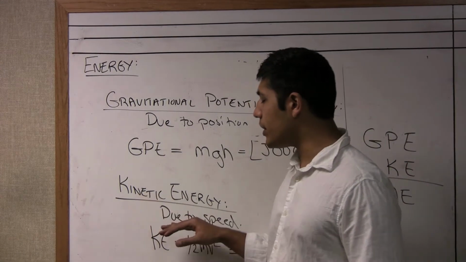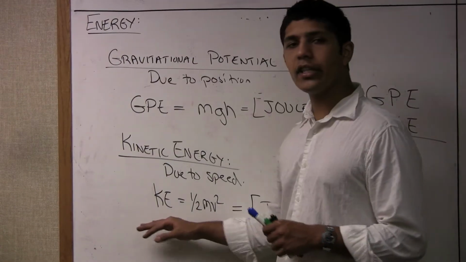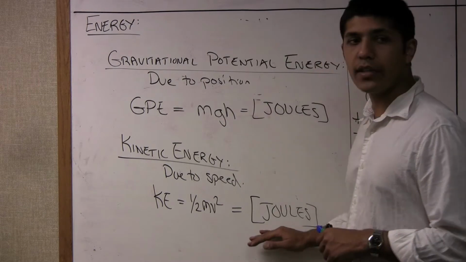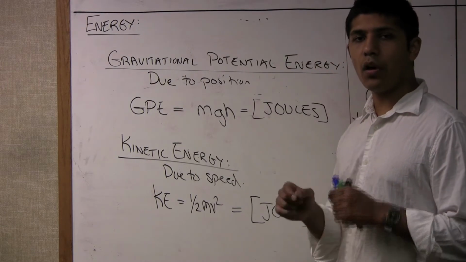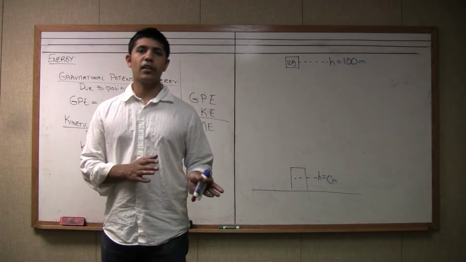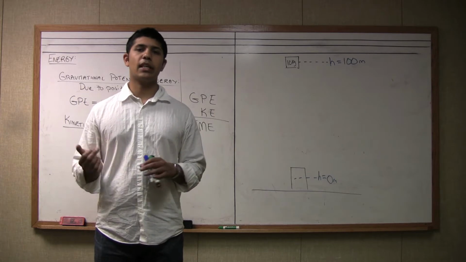Kinetic energy is energy due to speed. The equation for kinetic energy is 1/2 mv squared. Again, we get an answer in joules. So all of energy is measured in joules. And so this tells us that energy can convert back and forth easily from gravitational potential energy to kinetic.